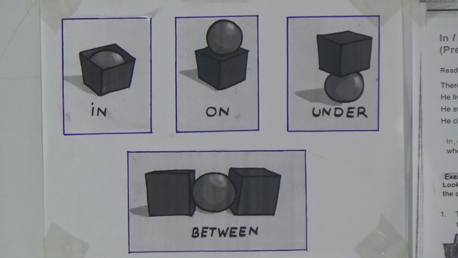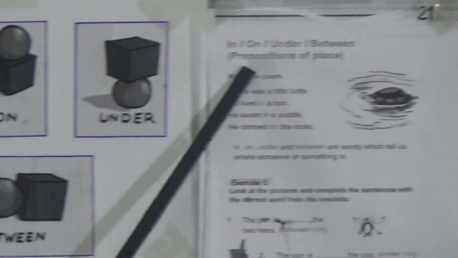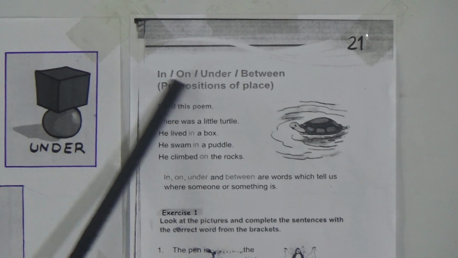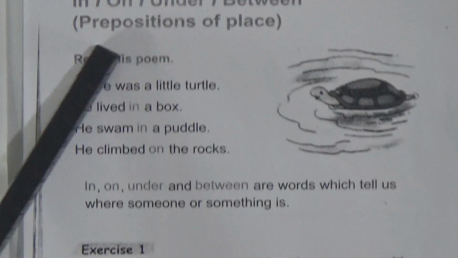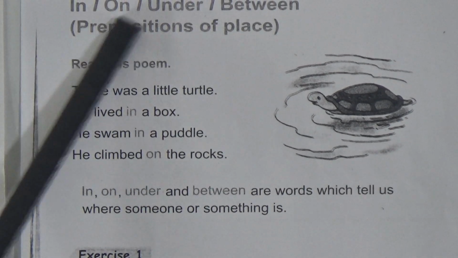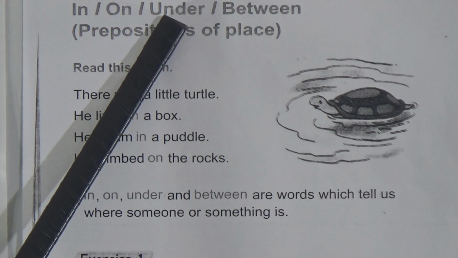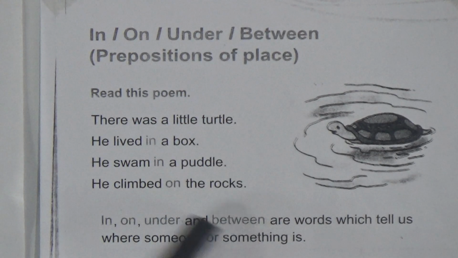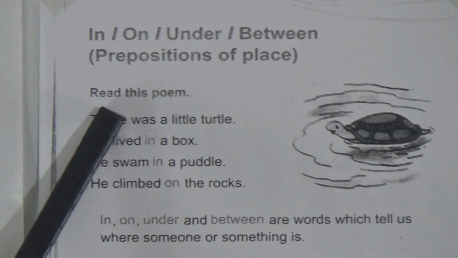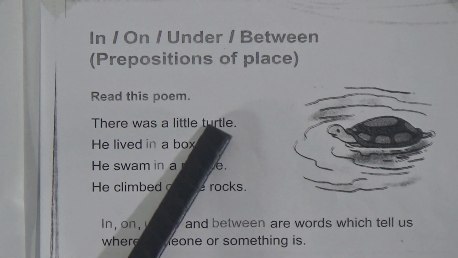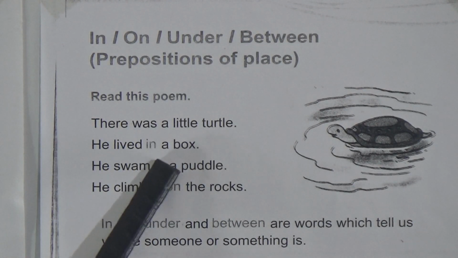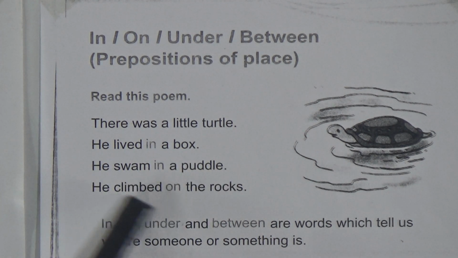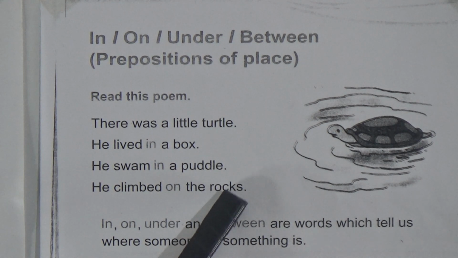Okay, now let's go to page 66 and read. What is the name of this chapter? In, on, under, between. These are called prepositions of place because these prepositions tell us the place of someone or something. Now look, there is a poem for you. Let's read the poem. There was a little turtle. He lived in a box. He swam in a puddle. He climbed on the rocks.